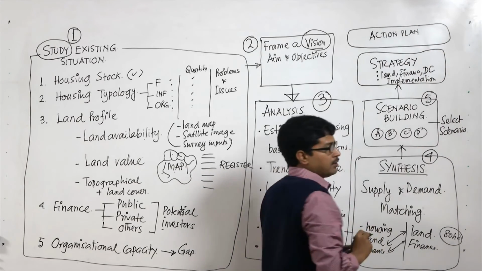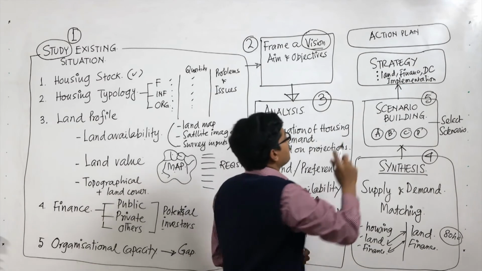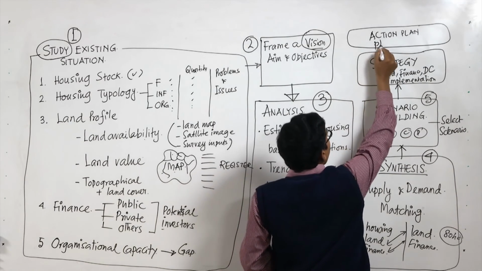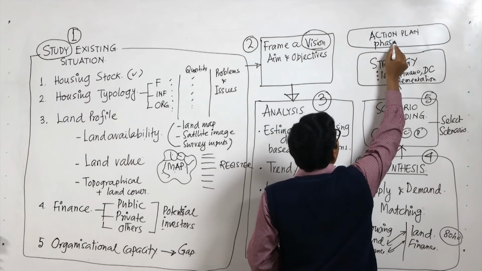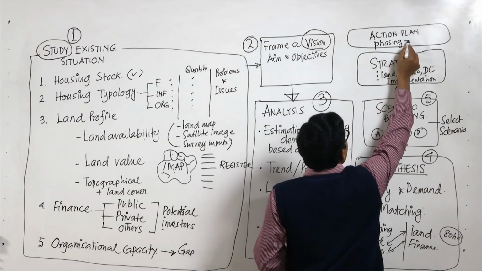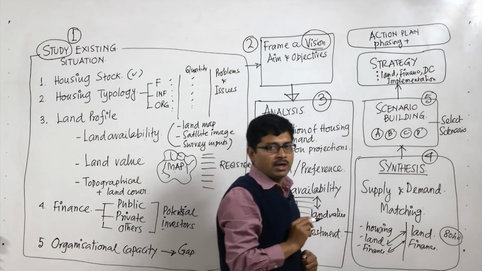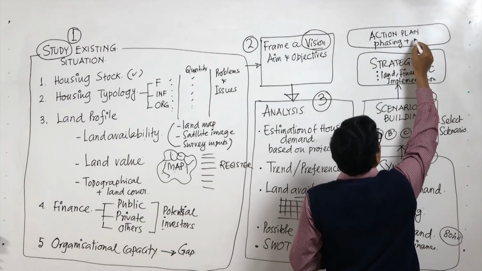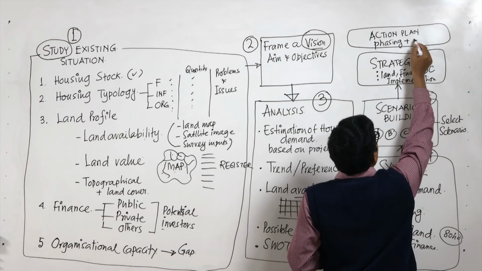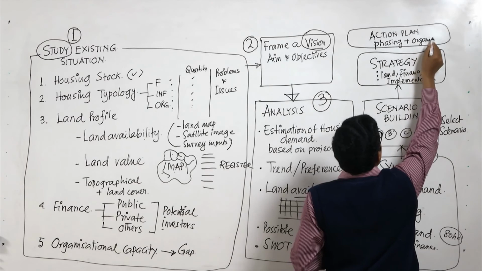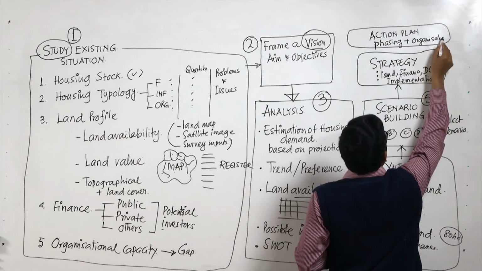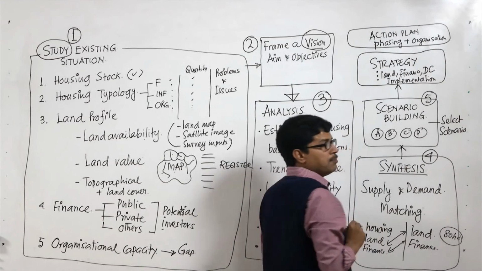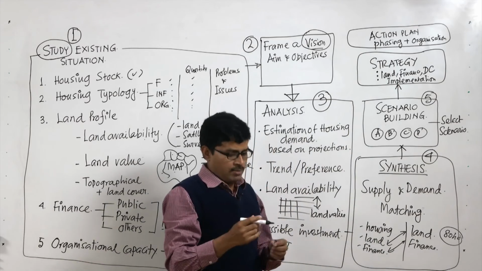So the action plan basically consists of the phasing, and not only the phasing, apart from the phasing it will indicate each and every implementation part, like the organization or agency who will implement the project based on the timeline.